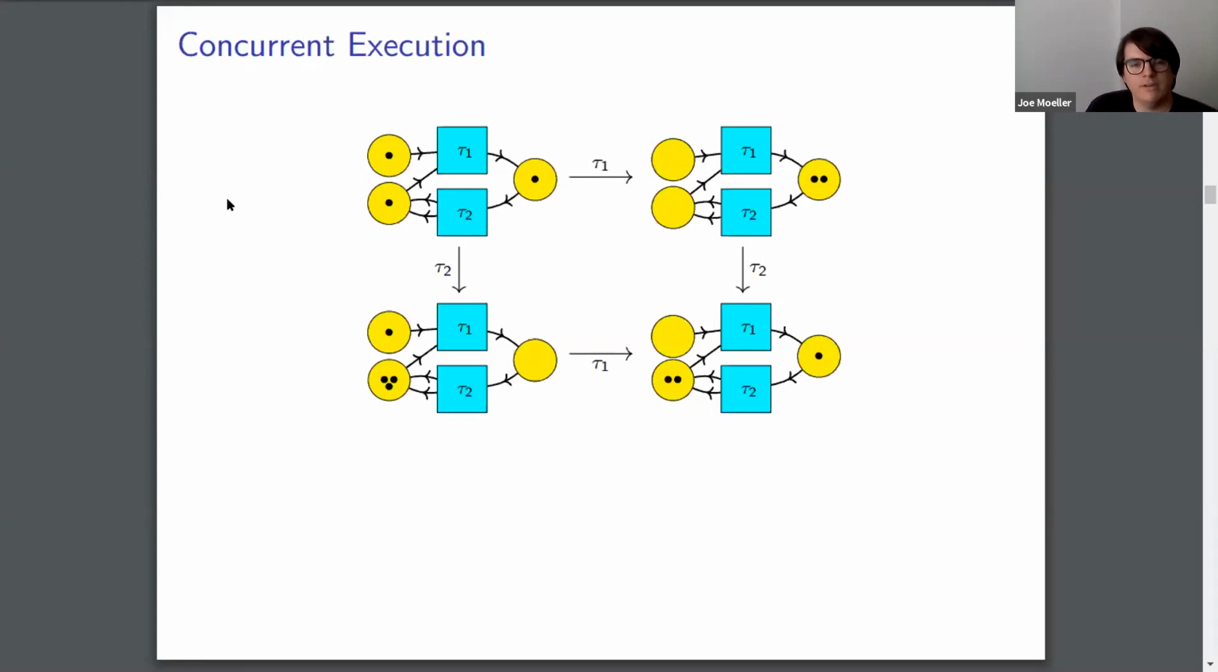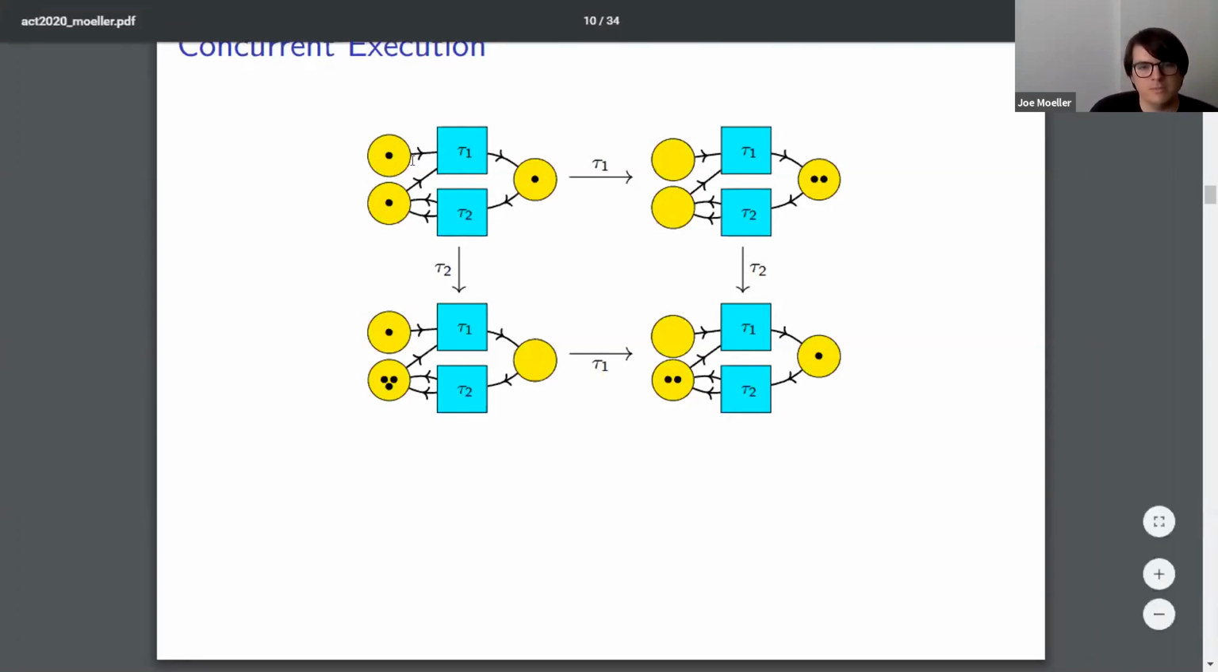In the top left marking of this Petri net, I have enough resources. I made this marking specifically to have enough resources to run either tau1 or tau2. In particular, if I ran tau1, I would still be able to run tau2, or if I ran tau2, I would still be able to run tau1. So that's what I'm doing along the sides of this square, and it ends up in the same place.